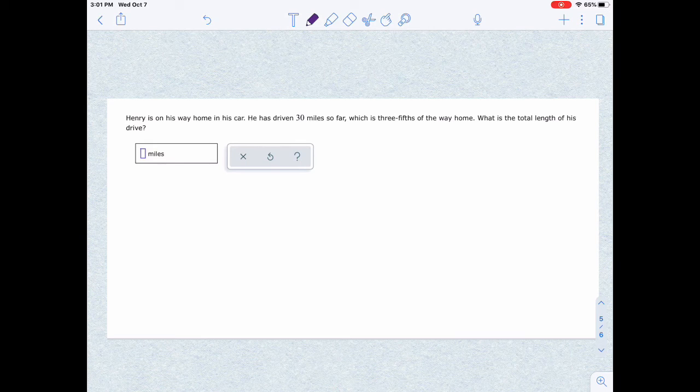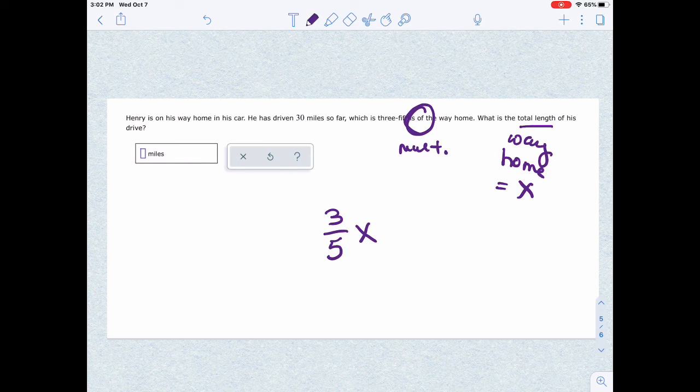If we want to use x for the total length, or that's another way of saying the way home, that's going to be x. So I'm defining the variable. He has gone 3/5 of x. Of always means multiplication. And he has gone 30 miles so far. We can put 30 on the left or on the right. He has gone 3/5 of the way home, which equals 30. To get rid of the 3/5, I'm going to use the multiplication property of equality and flip 3/5 over so that it cancels.